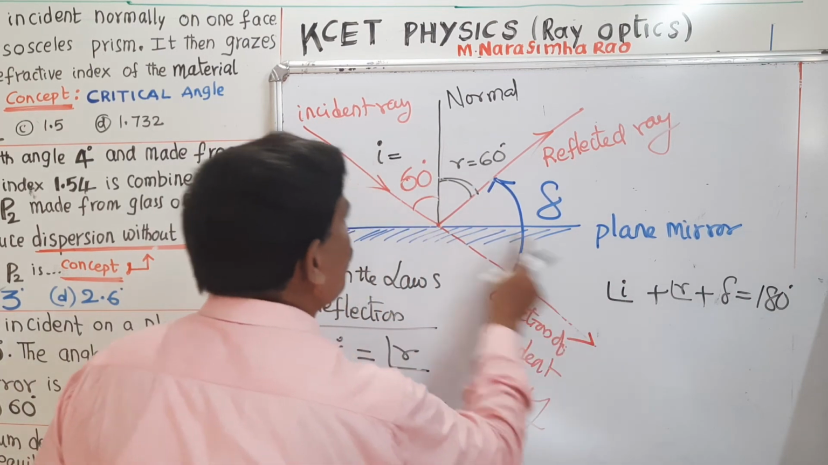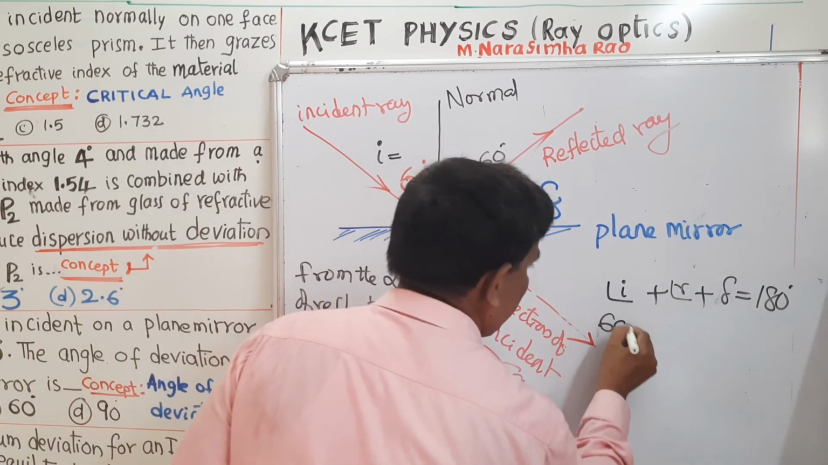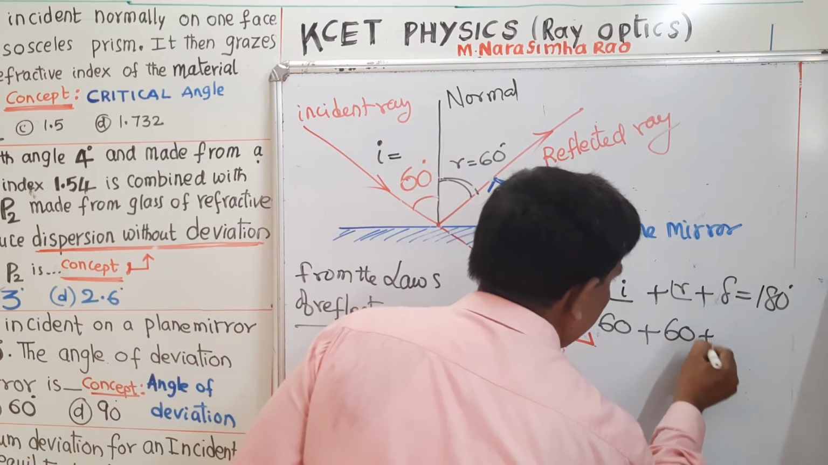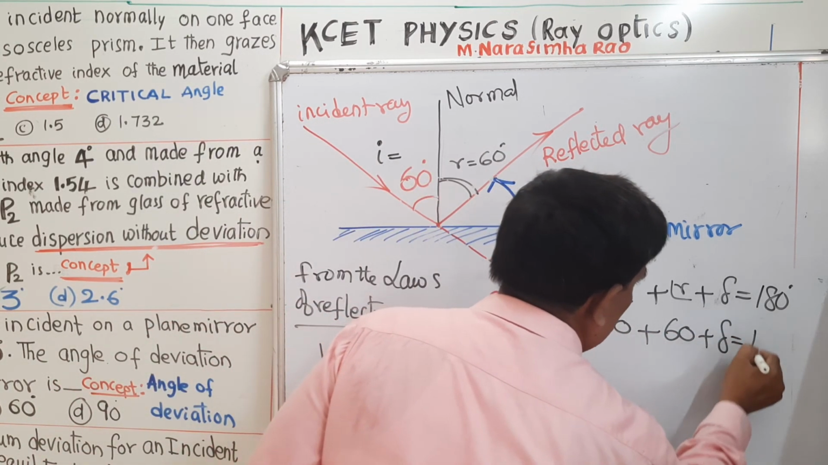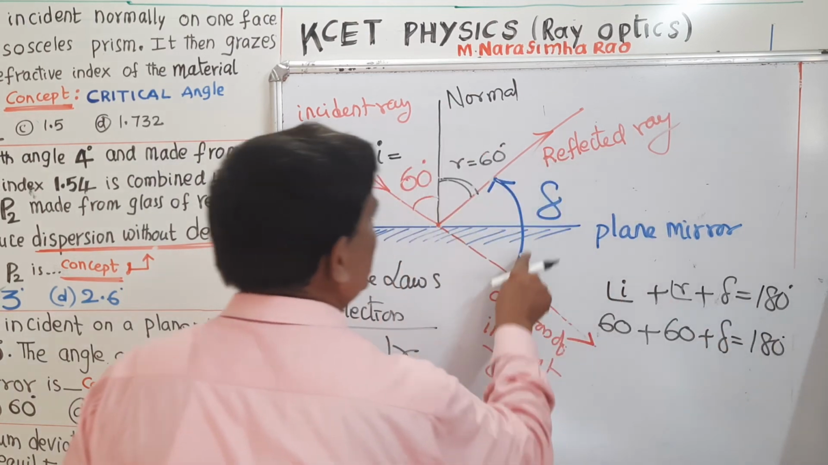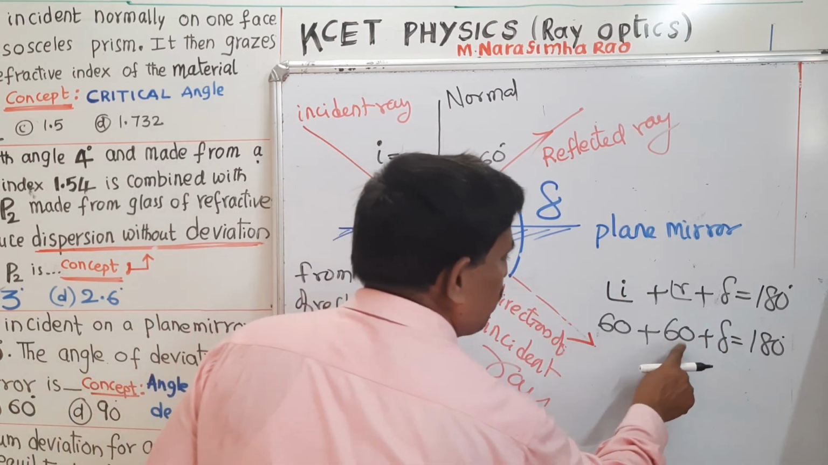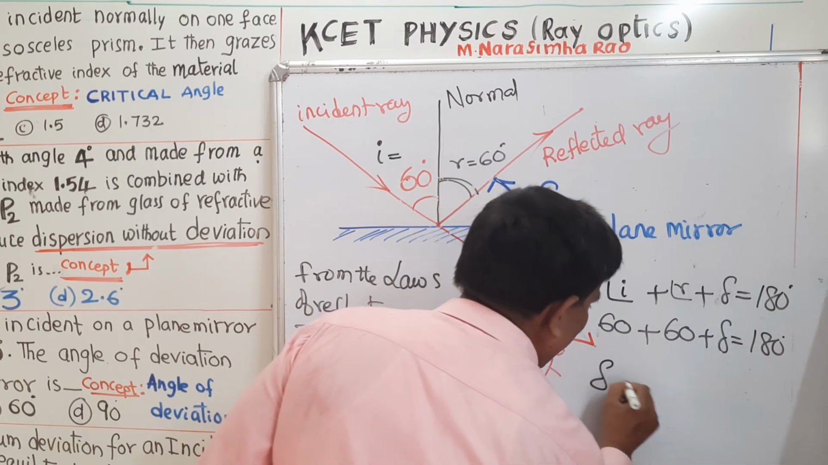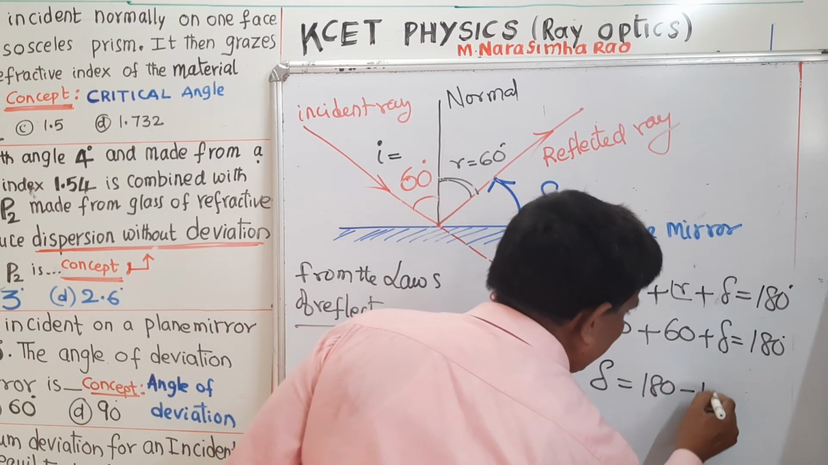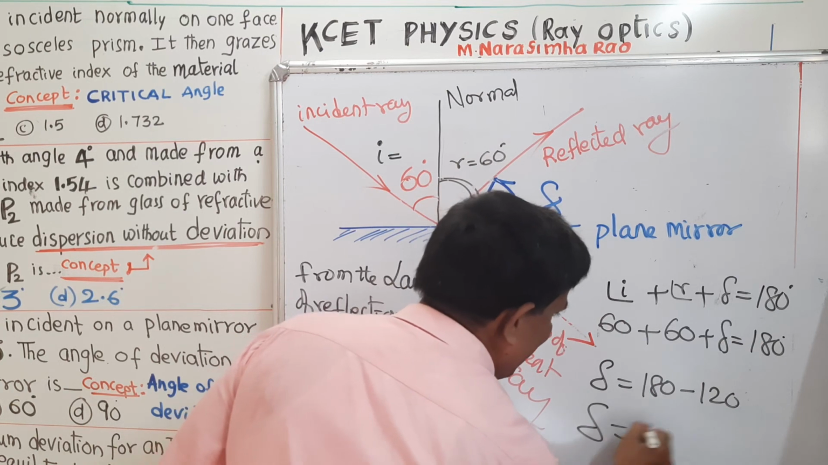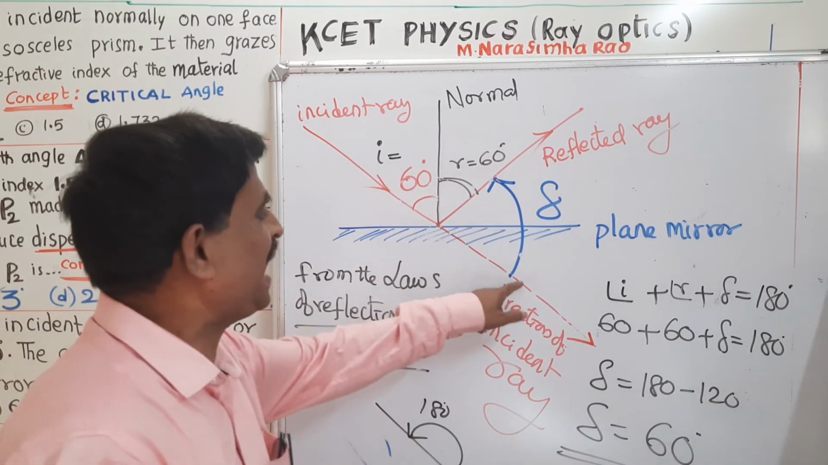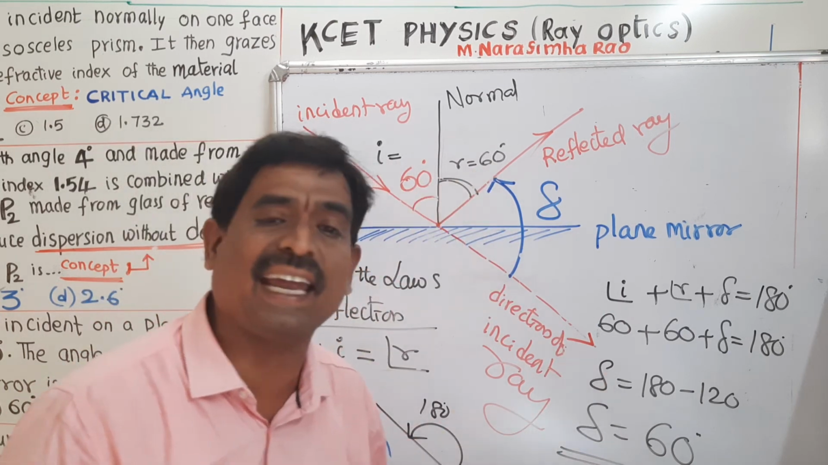Angle I, the angle of incidence, is 60 degrees. The angle of reflection is 60 degrees, plus delta is equal to 180 degrees. Delta means the angle of deviation. 60 plus 60 is 120, which comes to this side as minus 120. Delta is equal to 180 minus 120. Delta is equal to 60 degrees. The angle of deviation is 60 degrees.